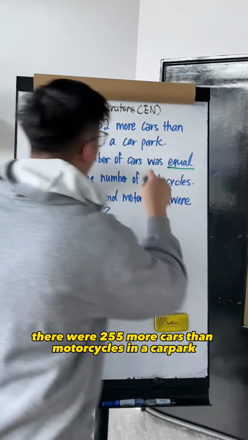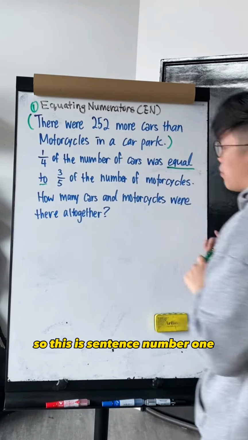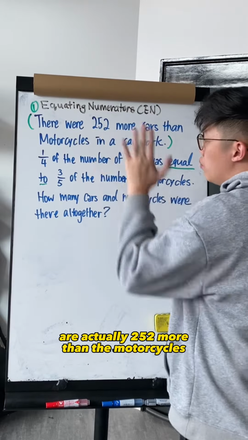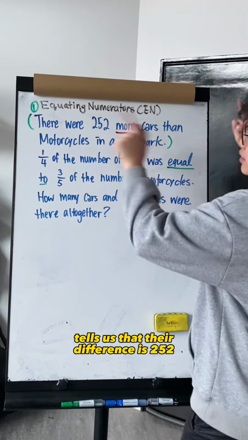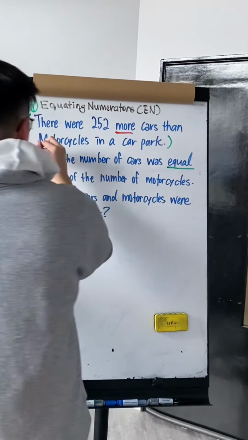There were 252 more cars than motorcycles in a car park. So this is sentence number 1. I know that cars is actually 252 more than the motorcycles. So this word over here, more, tells us that their difference is actually 252. Once I'm done with that, I'm going to move on to sentence number 2.